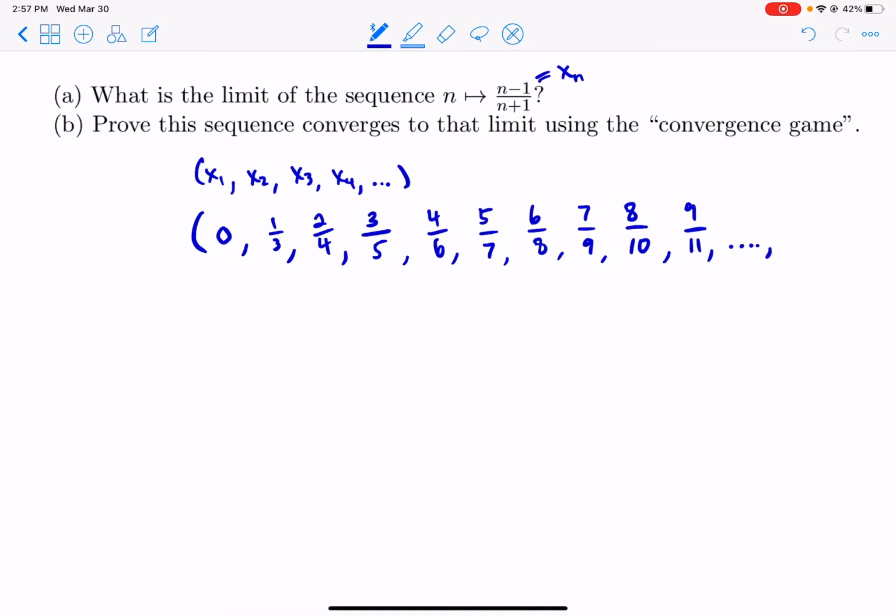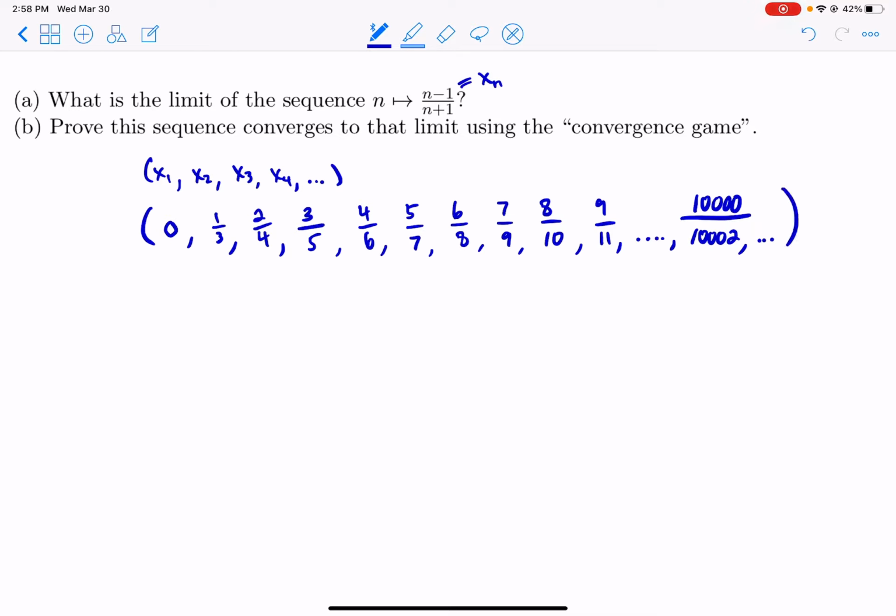Eventually we'll get to like 10,000 over 10,002, and it'll keep going. And so you'll see that these numbers are getting closer and closer to 1. Okay, part A, the answer is 1. Now part B says prove that the answer is 1.